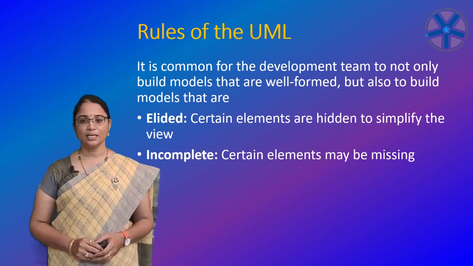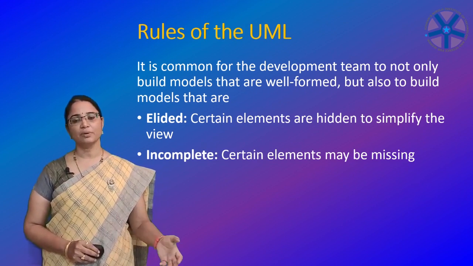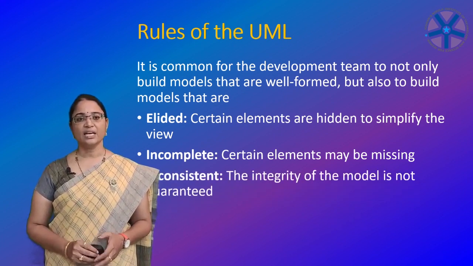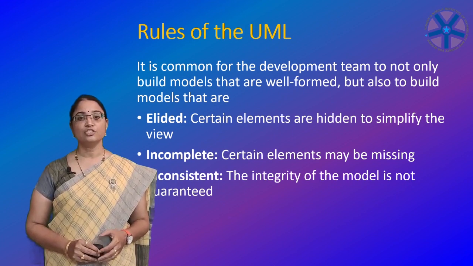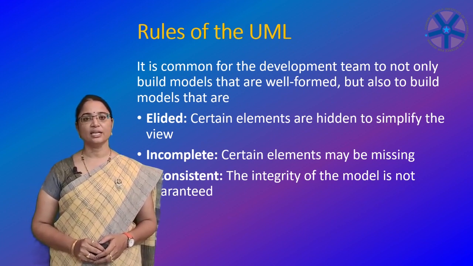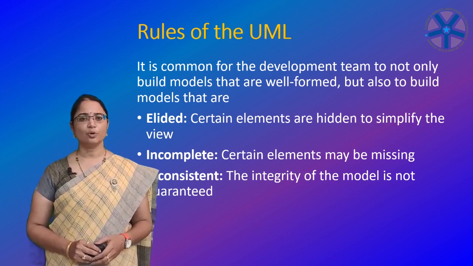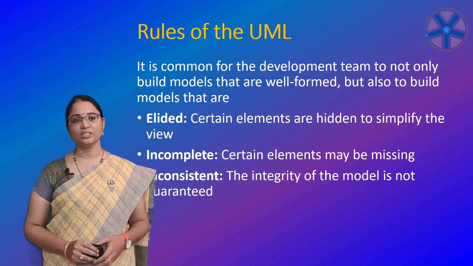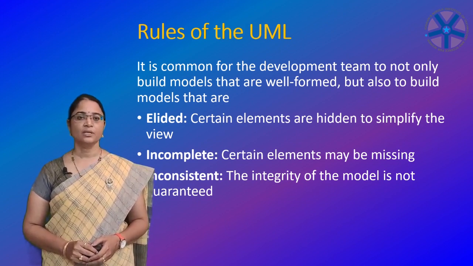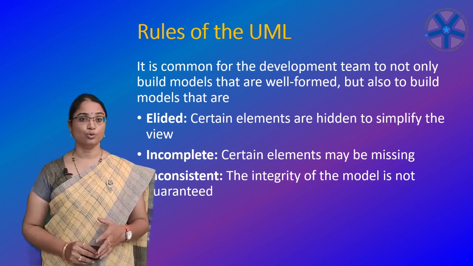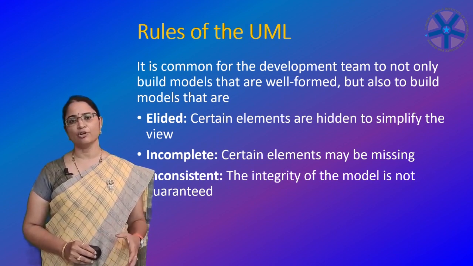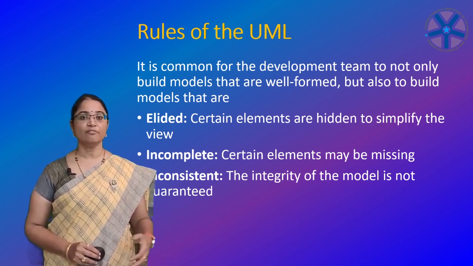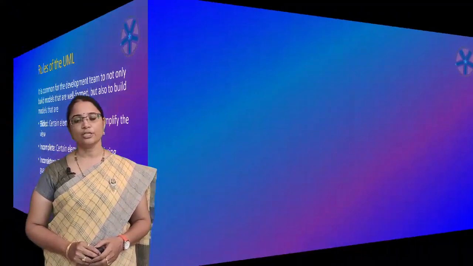Next one is incomplete. Incomplete means certain elements may be missing in the model. Then we can say that it is incomplete. Next one is inconsistent. The integrity of the model is not guaranteed. Then we call this inconsistent. These less than well-formed models are unavoidable as the details of the system unfold and churn during the software development life cycle. The rules of the UML encourage you but do not force you to address the most important analysis, design and implementation questions that push such models to become well-formed over time. This is regarding the rules.